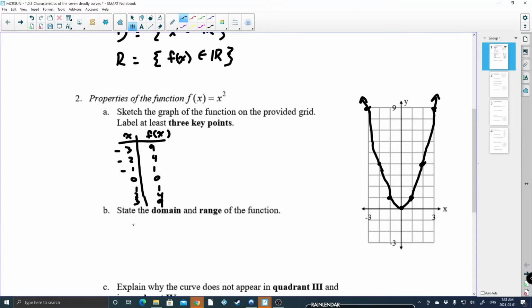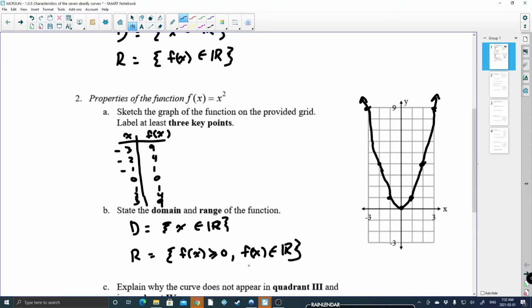So when I write its domain, it's going to be actually similar to the domain for linear because it does exist on every x value. For the range, however, we have a limiting value here because the graph only exists above the x-axis, so greater than or equal to 0 in the y values. So f of x is greater than or equal to 0, but it does exist everywhere above the x-axis. All of the decimal values are included, so we're going to write f of x as an element of R beside that.